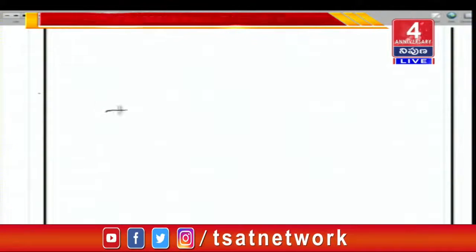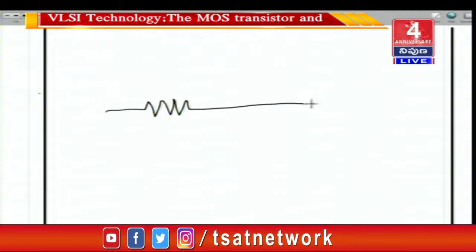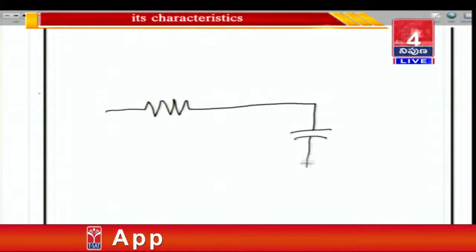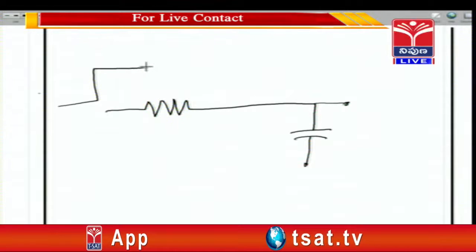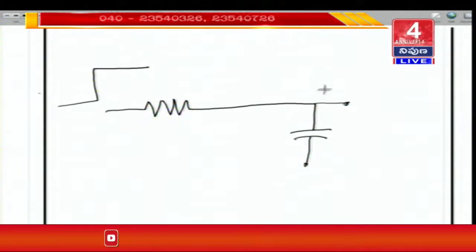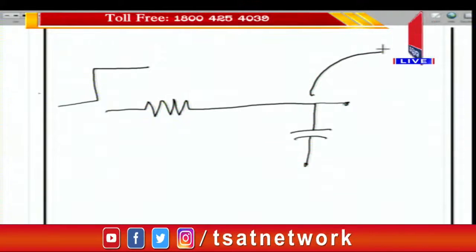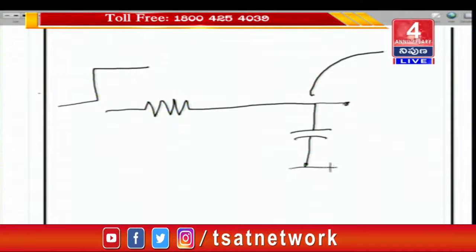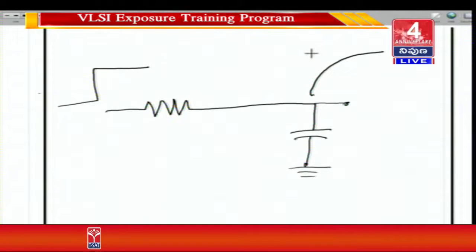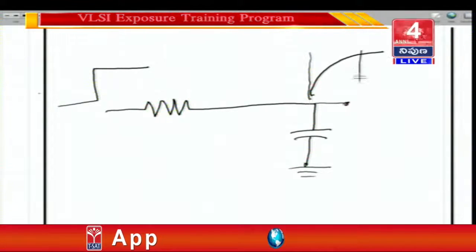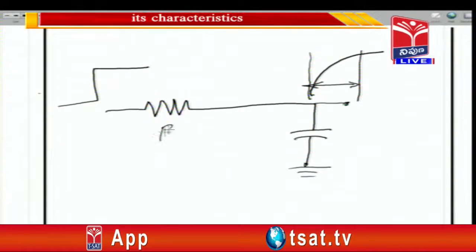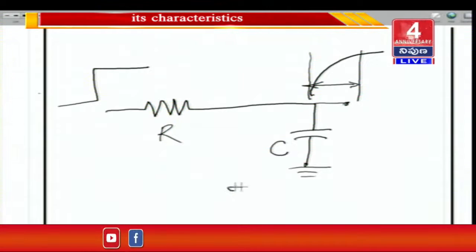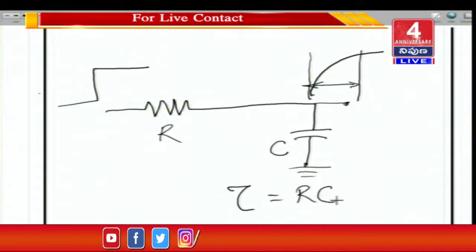If you have an interconnect resistance like this, and obviously you will have some parasitic capacitance over here, when a particular node switches from 0 to 1 or 1 to 0, this node will not switch unless the capacitance charges, and the capacitance charges exponentially. Therefore the amount of time it takes from this point to this point is your interconnect delay. The more the resistance, the greater is your RC time constant. RC time constant tau is equal to RC.